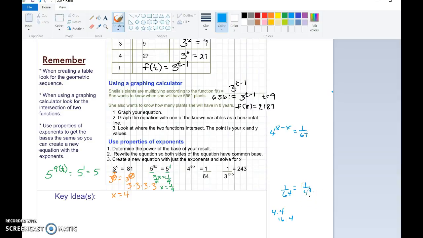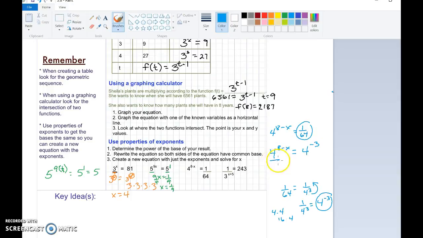But what if I wanted to write 1 over 4 to the 3rd power with a negative exponent so that I could have my 4 above the denominator line? What if I wanted to cross the line and change the sign? Well, 1 over 4 to the 3rd power is really equal to 4 to the negative 3rd power. Remember, that was our discussion about negative exponents. So now we're going to replace our 1/64 with 4 to the negative 3rd power. So I have 4 to the 8 minus x equals 4 to the negative third power.